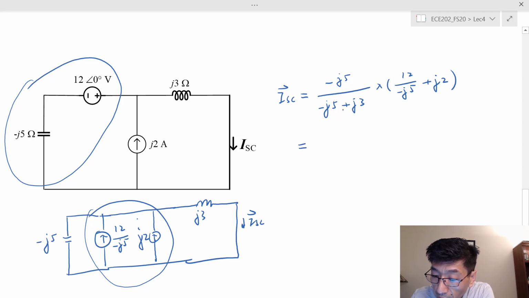What I get here is 2.5, right? Times what's inside, this is 2.4J plus 2J, which is 4.4J. 4.4 times 2.5, that's 11J. This is the short circuit current.